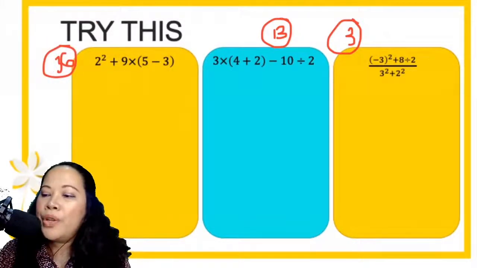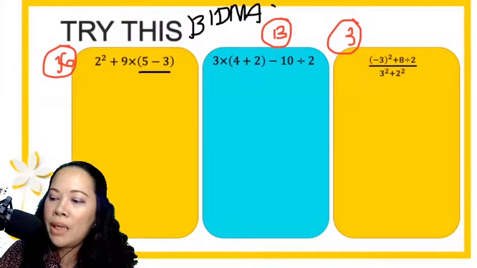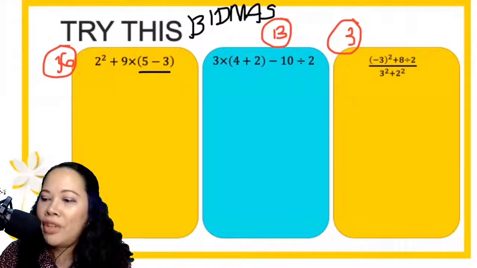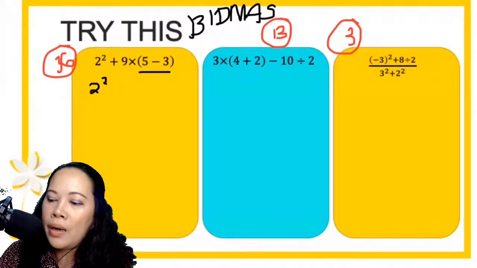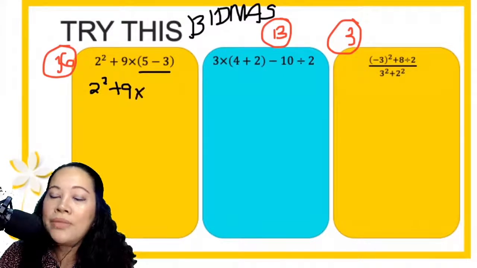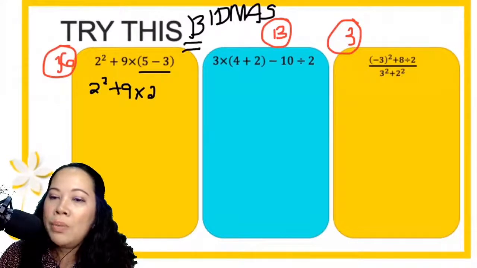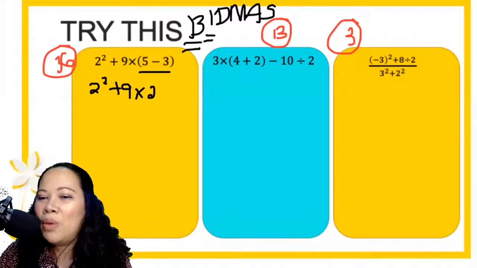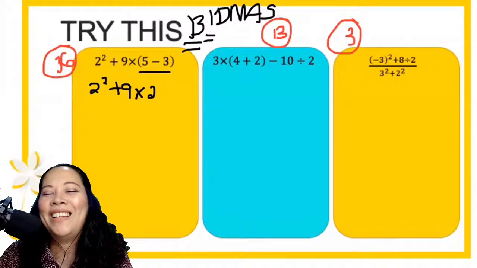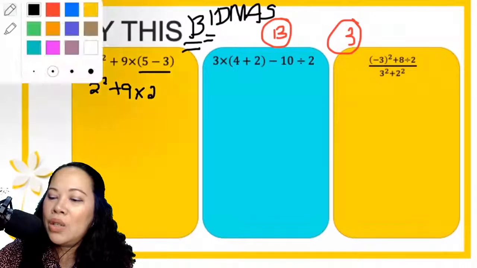Okay. So the first question here, we have brackets first. According to BIDMAS, we follow the rule of BIDMAS. We have to do brackets first. So in the brackets, we have 5 minus 3. So this will be 2 squared plus 9 times, what is 5 minus 3? 5 minus 3 is 2. Okay? And then after brackets in BIDMAS comes the index. For some reason, I got answer 22 in number 1. Let's try to check if 36 is correct or is it 22.